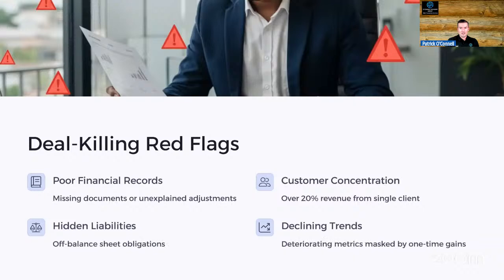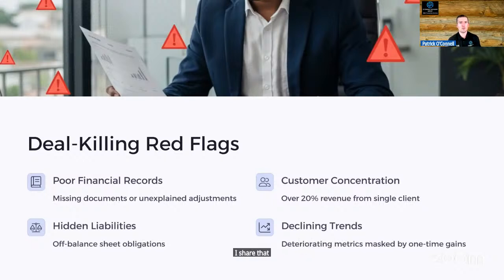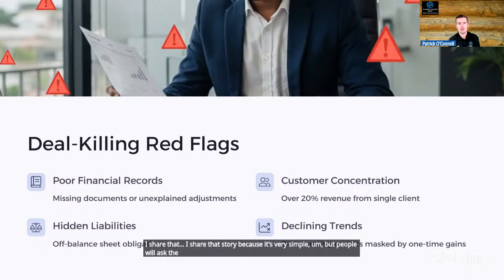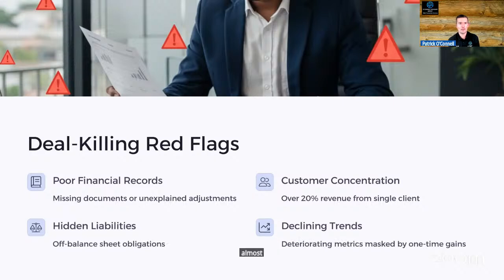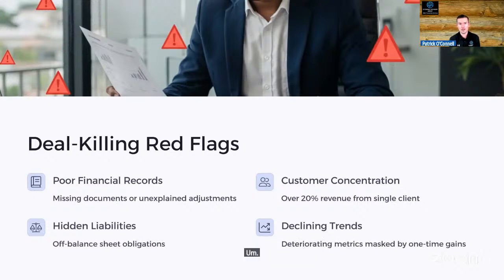So that's just one example of things that can come up when you do this balance sheet review. I share that story because it's very simple, but people will ask the question almost in shock that something like this could happen. Like, how could there be two trucks not included in QuickBooks, which were being used by the company in the day-to-day operations? This actually comes up quite frequently.